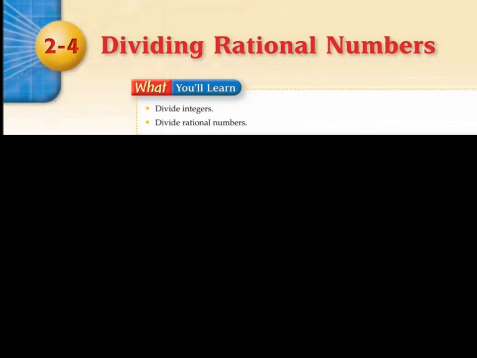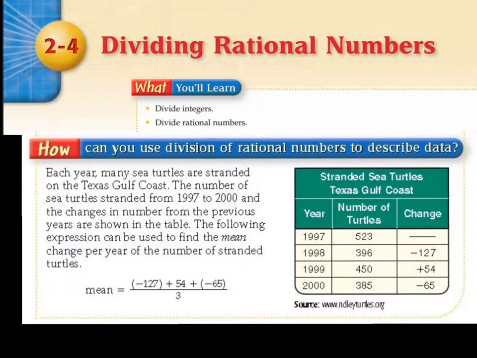In Lesson 2.4, you'll learn how to divide integers and divide rational numbers. How can you use division of rational numbers to describe data? Each year, many sea turtles are stranded on the Texas Gulf Coast. The number of sea turtles stranded from 1997 to 2000 and the changes from the number of previous years are shown in the table. The following expression can be used to find the mean change per year of the number of stranded turtles. So they're adding the changes and dividing by the 3 years of change.